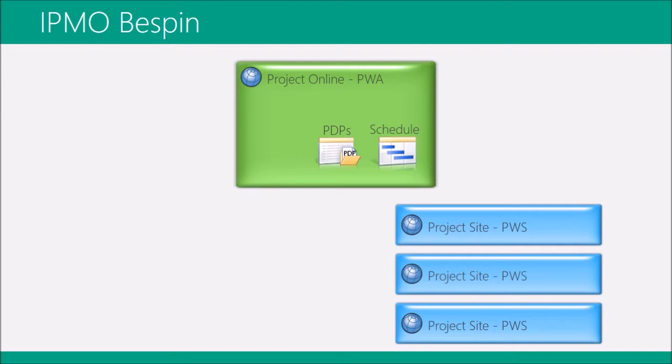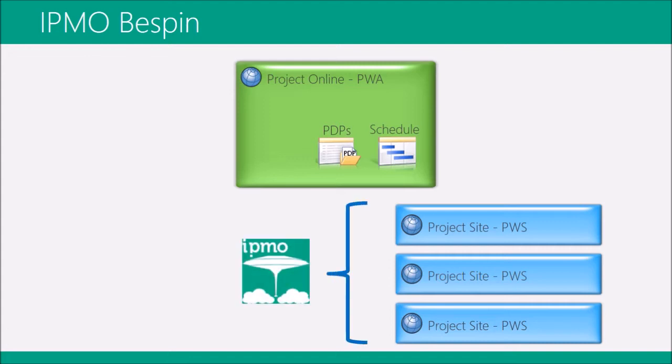different solution. IPMO Bespin approaches the problem by aggregating the workspace lists together and uses the PWA site to store it. After this is done initially, Bespin also keeps the data up to date as it changes, as well as rechecking it whenever a project is published.